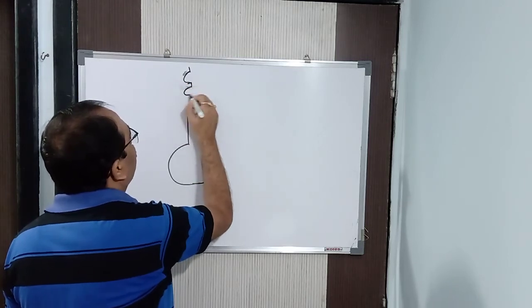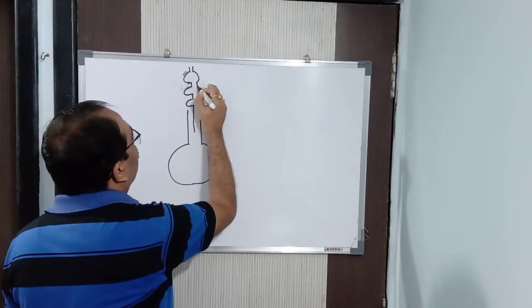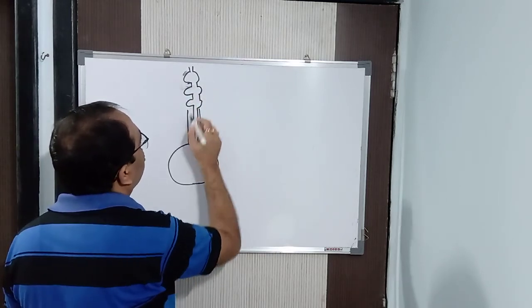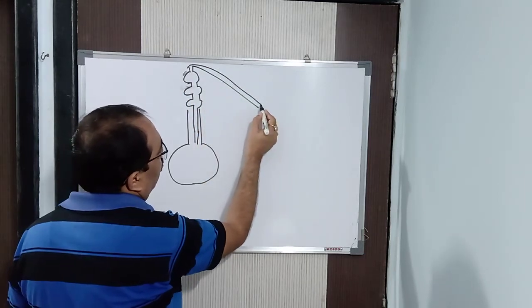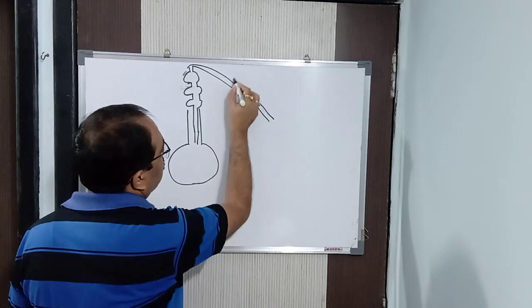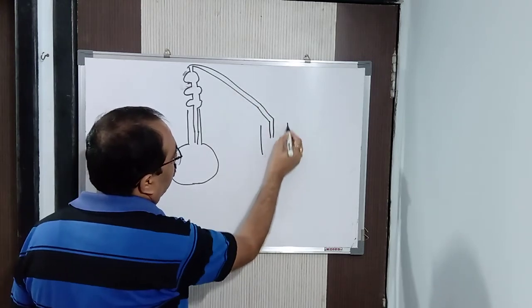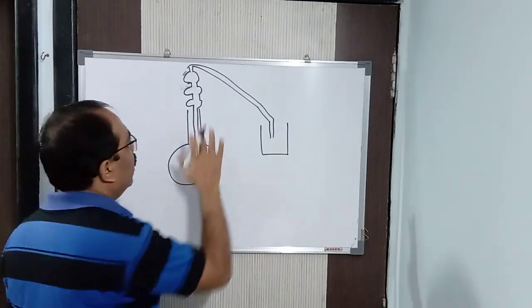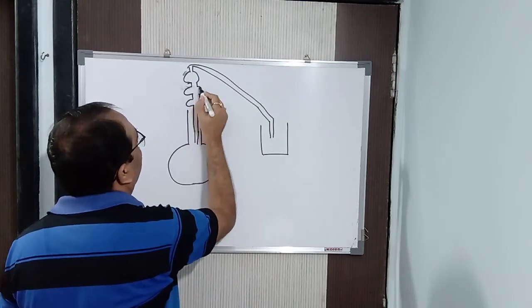Let me draw it properly. A fractionating column you will be using. Clear? This will be connected to Liebig's condenser, and it will be collected here in a beaker. You will be getting it. So this is a rough diagram I've done. It's not a fair diagram. Understood? It's a rough diagram I'm saying to you.